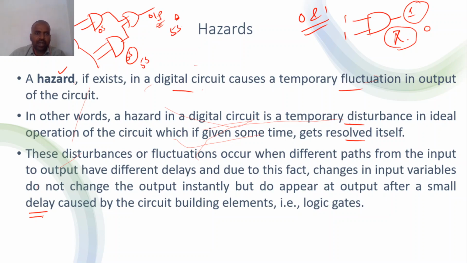Suppose you need the output at the 0th time second. What you need to do is either increase the time delay of this first AND gate, or reduce the time delay of this one. In this way only we can eliminate this hazard from combinational circuits or digital circuits. Okay, right.